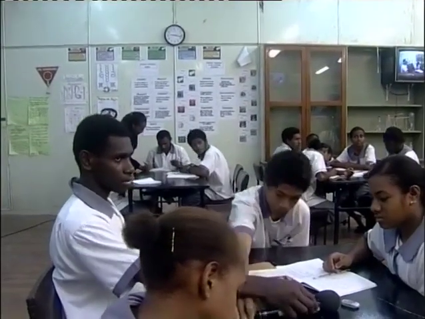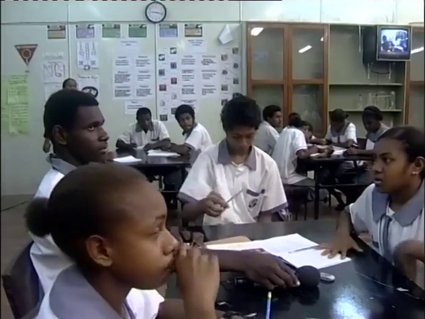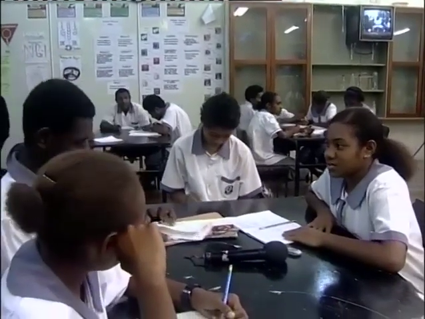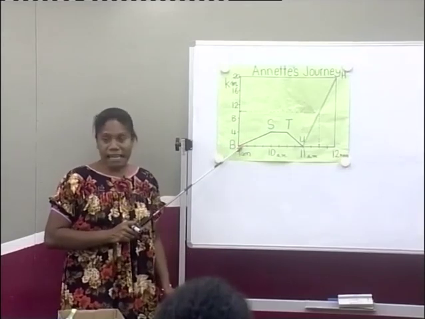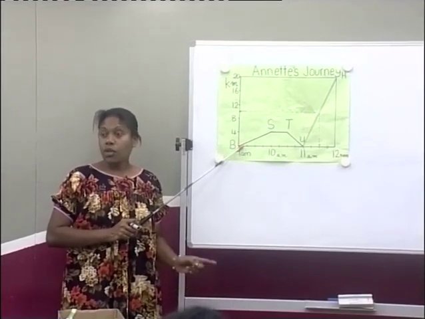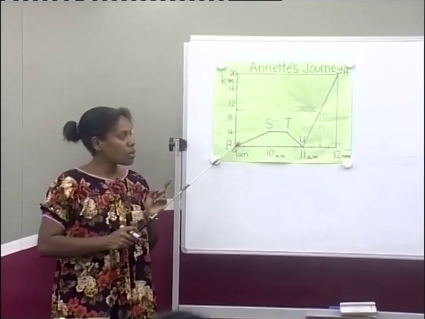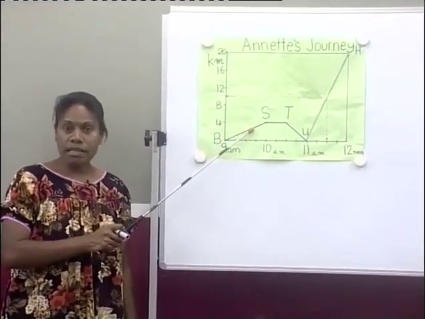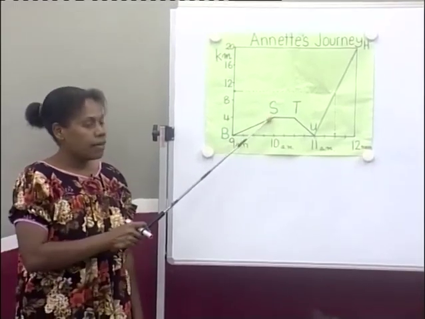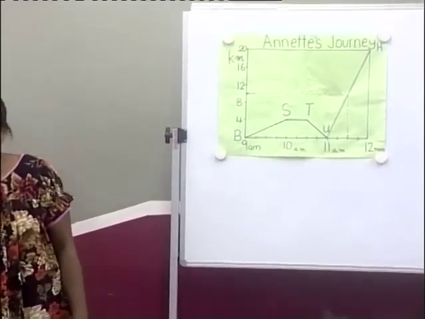The answer from B to S is 4 kilometers per hour. All right, Samuel said 4 kilometers per hour. You agree with Samuel's answer? Yes? Okay, good. The speed that Annette traveled to her friend's house was 4 kilometers in an hour. So she walked 4 kilometers in 1 hour. All right, good.